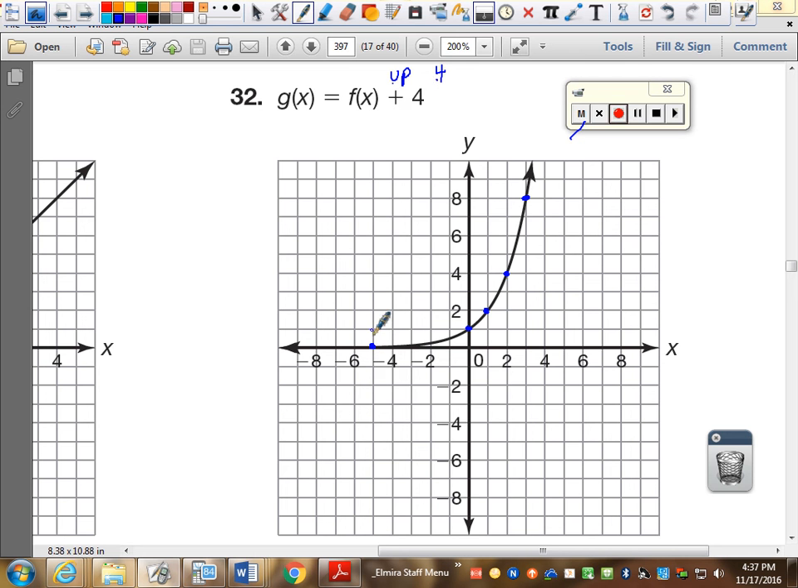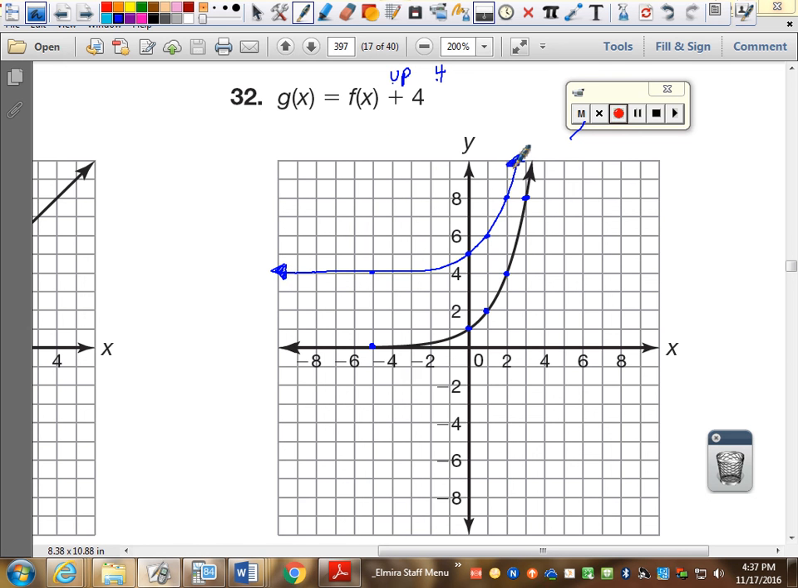Okay, so I'll start at this dot and go up 1, 2, 3, 4. Again, 1, 2, 3, 4. And if I started at this dot and tried to count up 4, I would run out, so I'm not going to do that. But I have enough dots now to sketch in a curve.